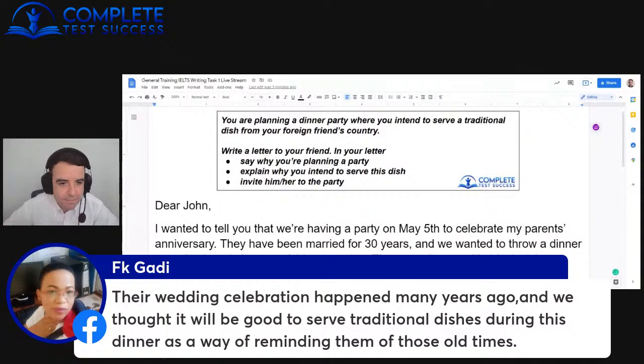Okay, FK Gaddy: Their wedding celebration happened many years ago, and we thought it would be good to serve traditional dishes during this dinner as a way of reminding them of those old times. Okay, so what you've missed here, FK, is the context of the question. So it's saying traditional dishes from your foreign friend's country. So they're not going to be traditional dishes from your country, which presumably for most people would be their parents' country. So it would not always be the case, but in general.